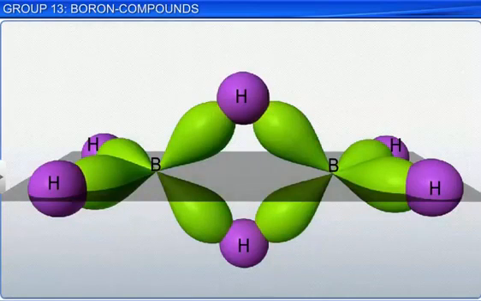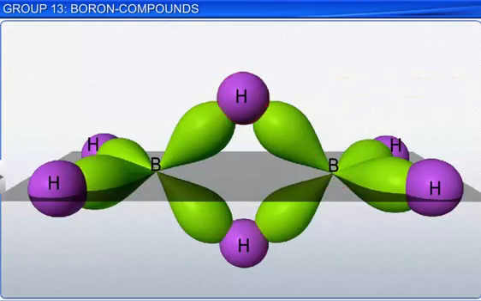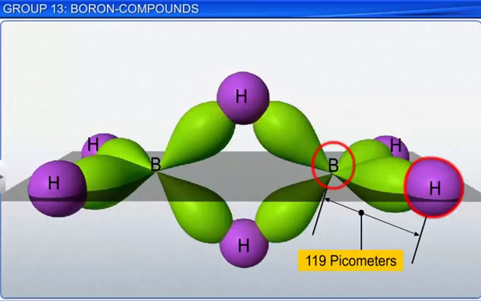The bond lengths are different as well. The bond length of the bridging hydrogen and boron is 134 picometers, while the bond length of the terminal hydrogens and boron is only 119 picometers.